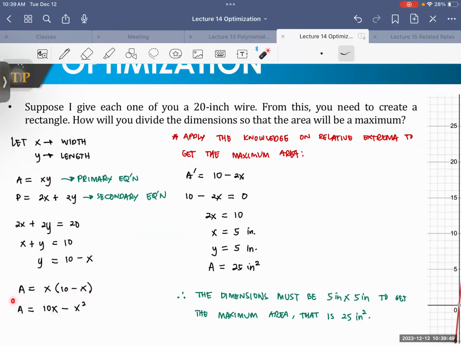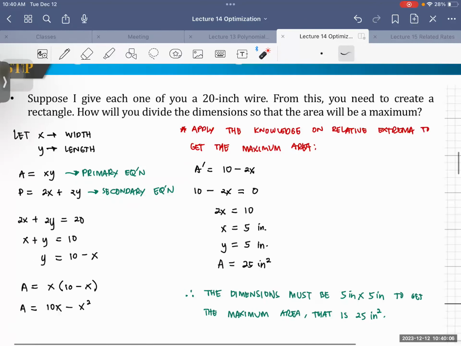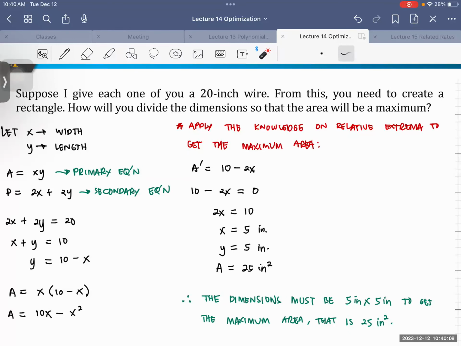Okay? That is our area. So that is our equation for the area, class. How do you apply the knowledge on relative extrema? We apply the knowledge on relative extrema to get the maximum area. Now, how do we get the maximum area? Of course, when the derivative at that point on your area graph is 0. Maximum or minimum.